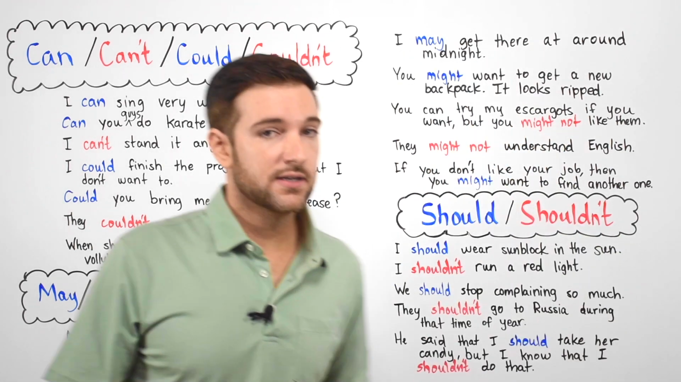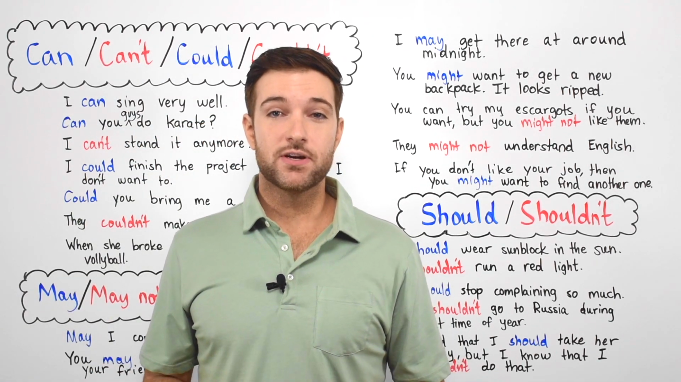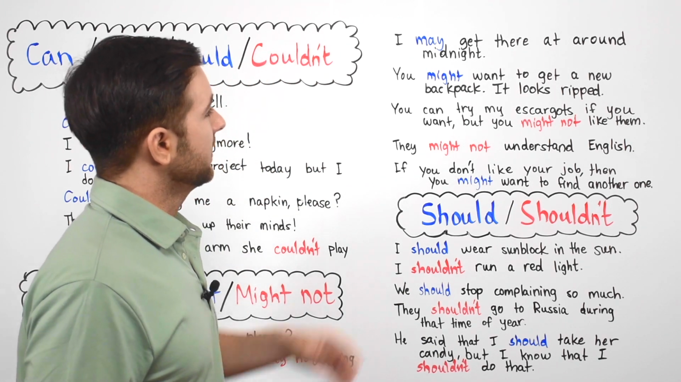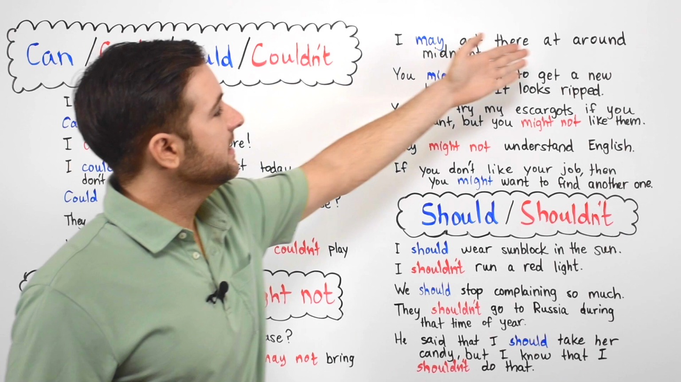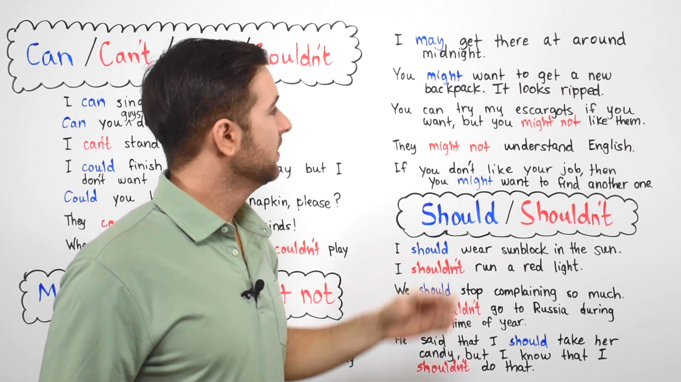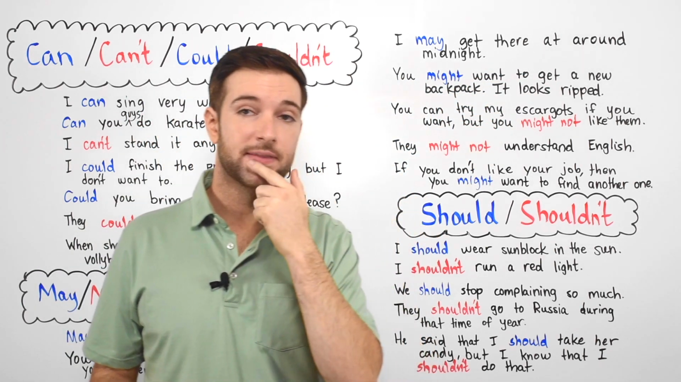Okay guys, I'm going to switch like this. Now, you can also use it to express possibility. I may get there at around midnight. Okay, it's possible that I get there at around 12 a.m. Okay, midnight. You might want to get a new backpack. It looks ripped. So this one's a little bit different.